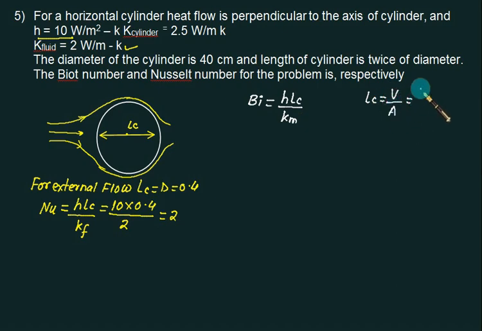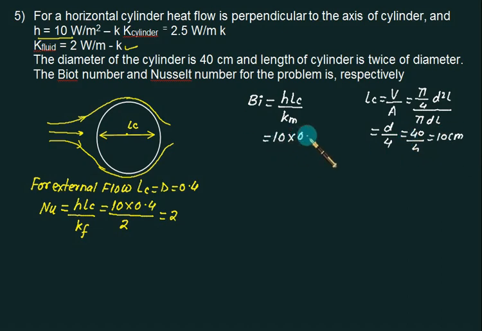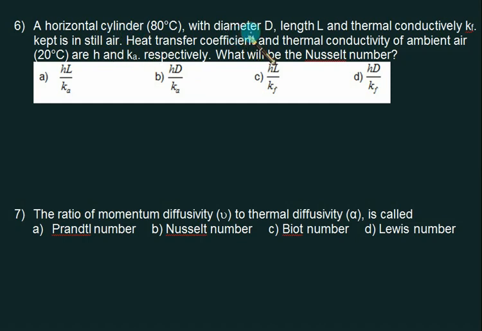Characteristic length is given as V by A, equal to pi by 4 d square L divided by pi d L. So we get d by 4, that is 40 by 4, equal to 10 cm. So we will substitute here. Value of h is equal to 10, Lc is equal to 0.1, and k of material equal to 2.5. So this is 0.4. A horizontal cylinder with diameter d, length L, and thermal conductivity k is kept in still air, and heat transfer coefficient h and k are respectively given. We have to find the Nusselt number.